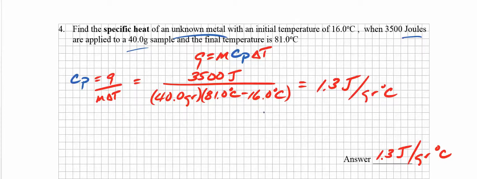On my calculator, here's what I get. I get 1.3. Let's get the units right. It's joules per gram per degree Celsius. Those are the units for specific heat. So I'll report that as my final answer. Final answer, 1.3 joules per gram per degree Celsius for this unknown metal. I'm done with number 4.